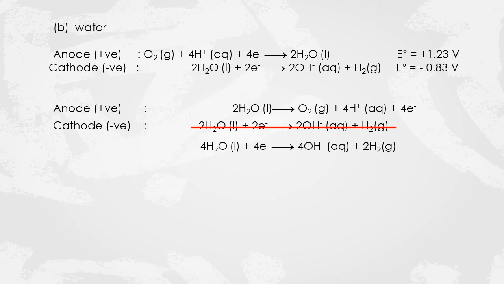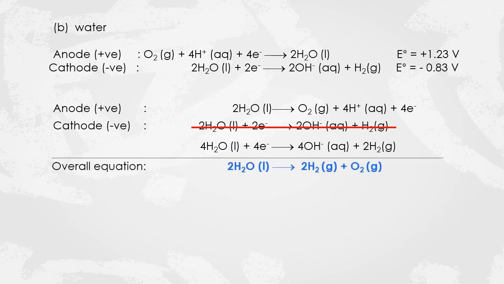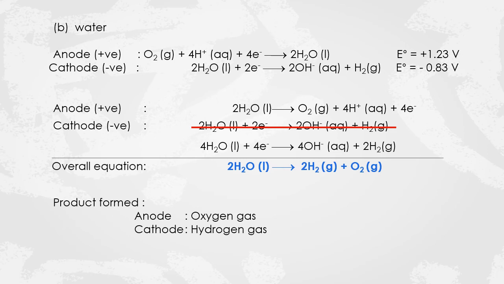2H2 gas. So if we arrange this and make it into the overall equation, we're going to get 2H2O in liquid state to form 2H2 gas and oxygen gas. And lastly, the product formed at the anode is oxygen gas, while at the cathode is hydrogen gas.